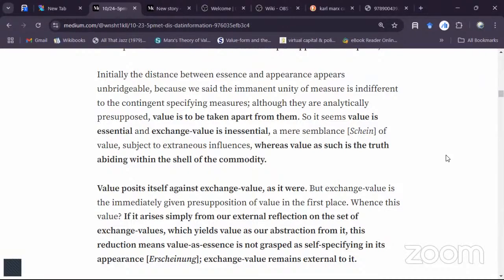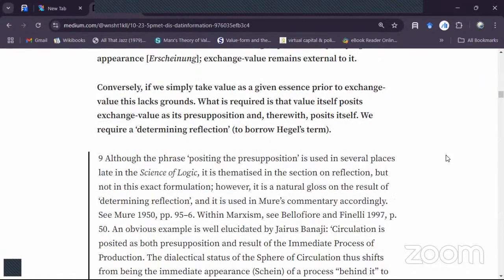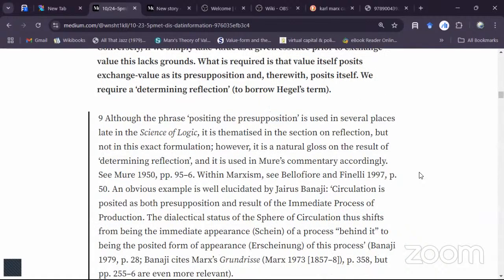Conversely, if we simply take value as given essence prior to exchange value, this lacks grounds. What is required is that value itself posits exchange value as its presupposition and herewith posits itself. We require a determining reflection, to borrow Hegel's term. That is, you need to come to a position about making a decision, your sense of self in the world, whatever.